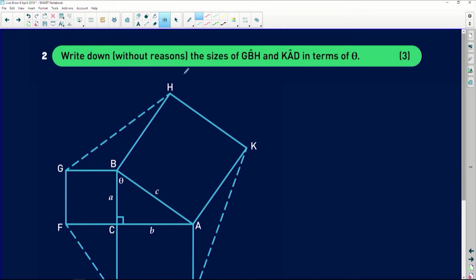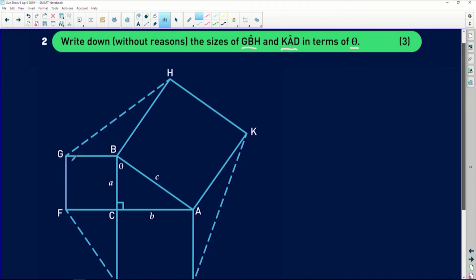Write down, without reasons, the sizes of GBH and KAD in terms of theta. So let's locate the first angle, which is GBH. Here's G, B and H. If you want to find this angle, we're going to have angles around a point, so we know that that's going to sum up to 360 degrees. We know that the interior angle of a square is 90 degrees. So we can subtract the two 90-degree angles.